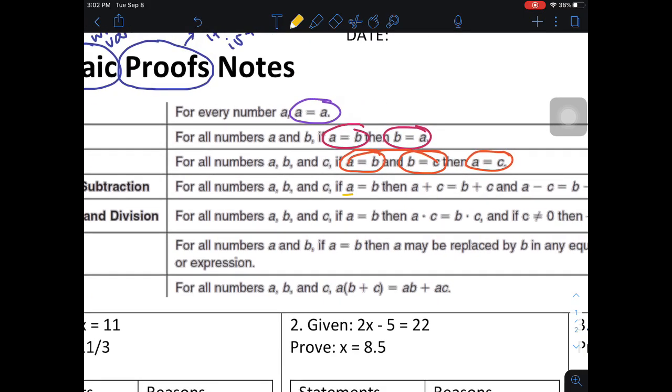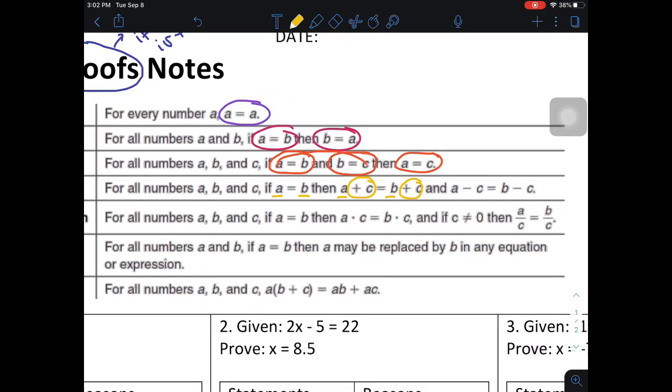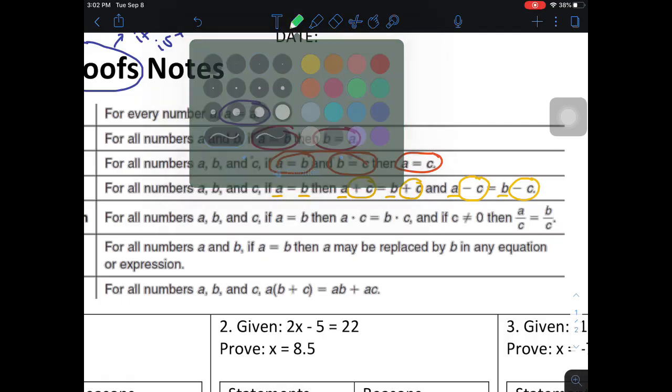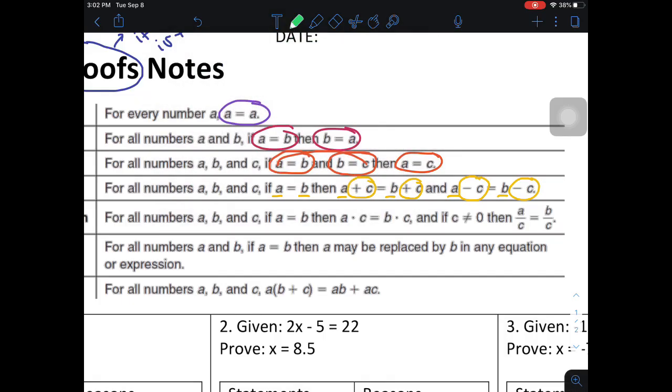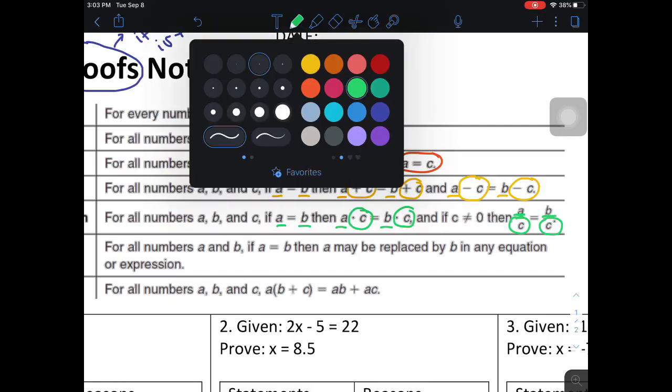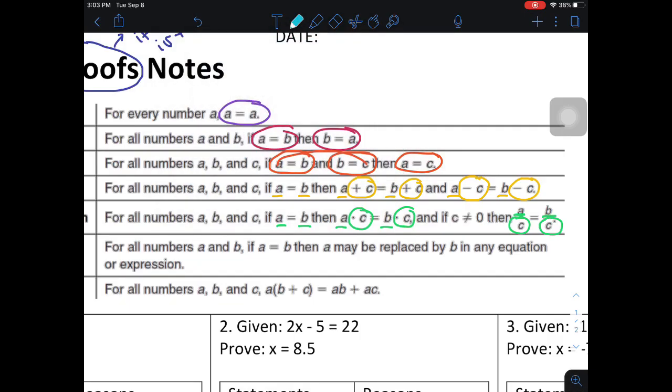Now we have the addition and subtraction. These are the main ones we'll be using today. So if you know that A equals B, then if you add C to both sides, it's still equal. You just have to do it to both sides. Same thing for subtraction. If you subtract something on both sides of an equal sign, you're good to go. It's still equal. Same thing for multiplication and division. If A and B are equal to each other, then if you multiply by something else on both sides, it's still equal. It just has to be the same thing. Same thing here for division. If A and B are equal, you can divide by the same thing on both sides, and it's still going to be equal.